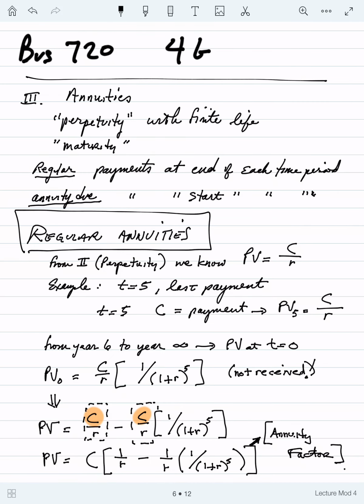So generally we can rewrite the above. The general version would be the present value of a cash flow: C over R times 1 minus 1 over 1 plus R raised to the T. T is the length of the annuity.